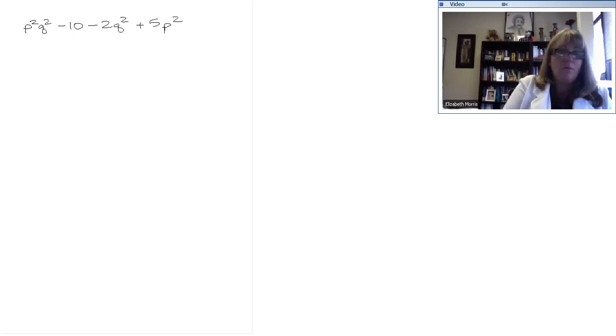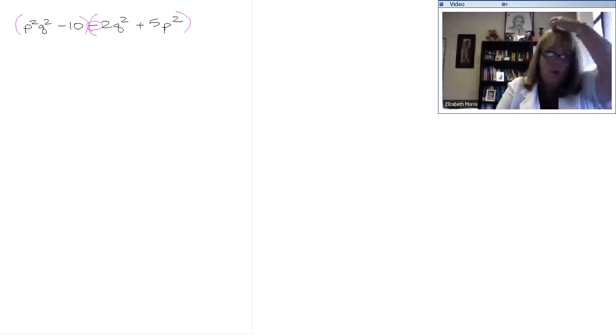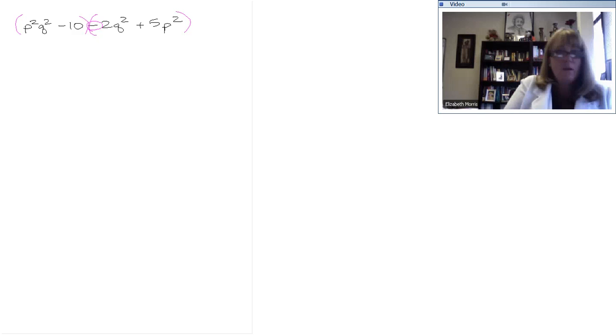Now, they're in the wrong order because if I group these two together, is there anything you can take out? No. Got a separation of a negative. If I group those two together, is there anything you can take out? No. So we have to play around, and we have to try to decide what things they want together. I'm going to guess p squared q squared minus 2q squared plus 5p squared minus 10. I'm going to try it that way. All I did was rearrange the order. Now, group, and let's see if this works.